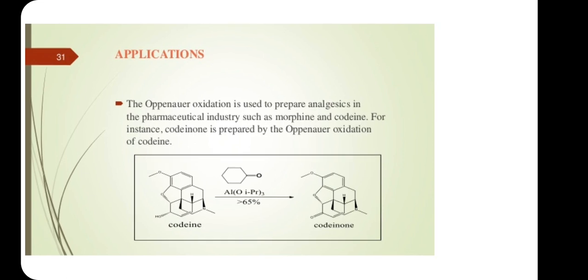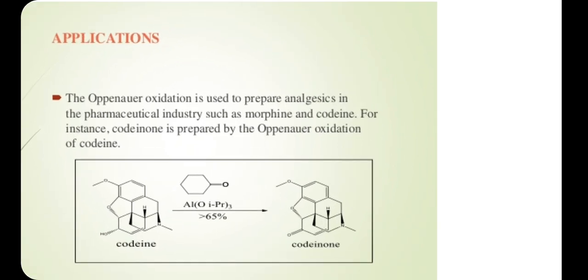And these are the applications of Oppenauer oxidation. The Oppenauer oxidation is used to prepare analgesics in the pharmaceutical industry such as morphine and codeine. For instance, codeine is prepared by Oppenauer oxidation of morphine.